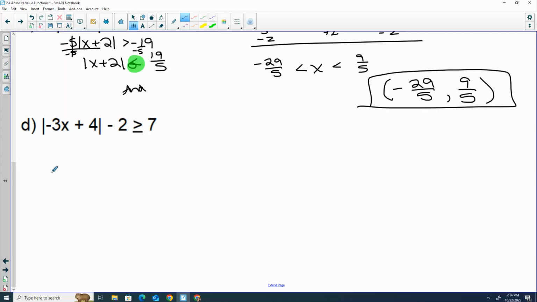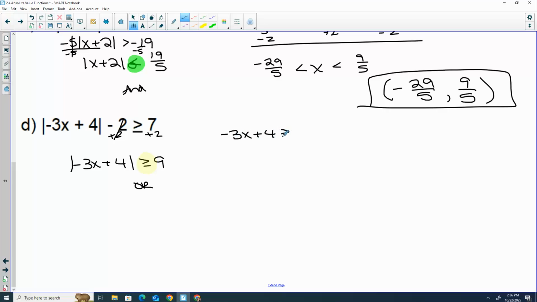So what's our first step? Isolate. Add over that too. Okay, once it's isolated, I look. Greater means "or." Or is two separate ones.